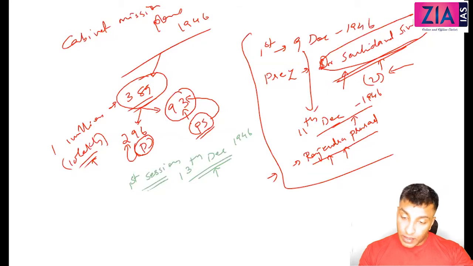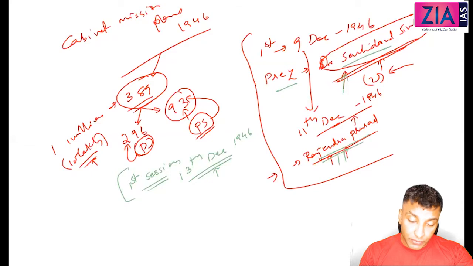Okay, so this is a situation. The first president, you need to know, the temporary one, and this is the permanent president, Dr. Rajendra Prasad. And after that, the first session was held on 13th December. From there, the constitution making actually began.